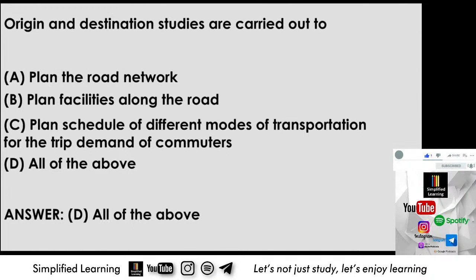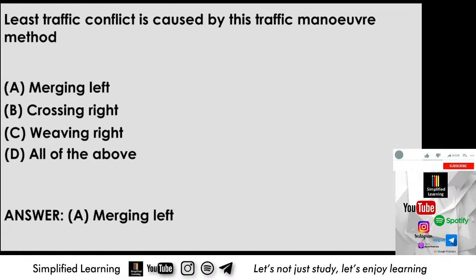Origin and destination studies are carried out to plan the road network, then plan facilities along the road, and plan schedule of different modes of transportation for the trip demand of commuters. Least traffic conflict is caused by this traffic maneuver method. Merging left causes least traffic conflict.